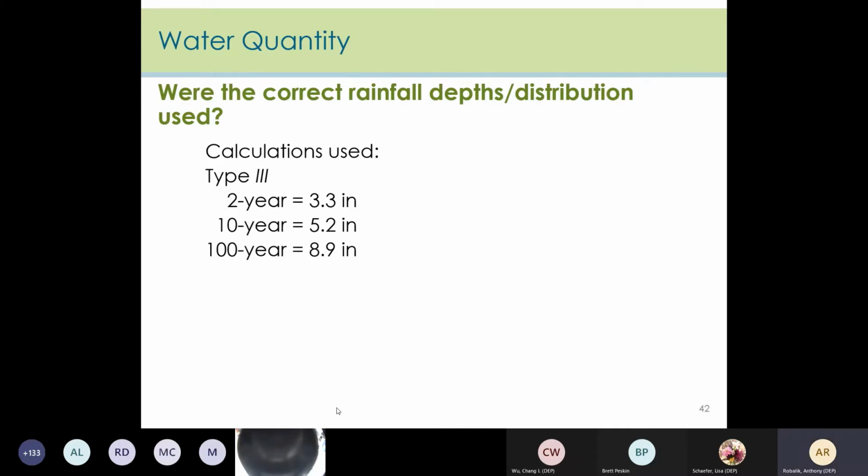All right, so if we look into the calculations, did they use the correct rainfall depths and distribution? Well, they used the Type 3 rainfall distribution, which was okay at the time of this review, but now, of course, the NOAA C or D distributions are required, as Lisa mentioned in the calc presentation in Module 2. In this case, the site is in Atlantic County, so NOAA C would have had to be used, but for when this was reviewed, they used 3.3, 5.2, and 8.9 inches for the 2, 10 and 100-year storms, respectively.